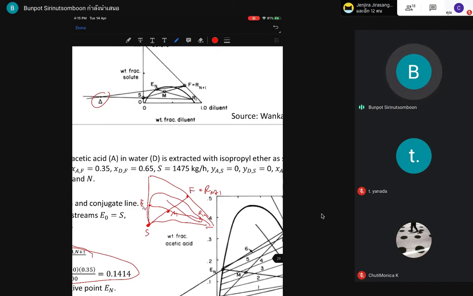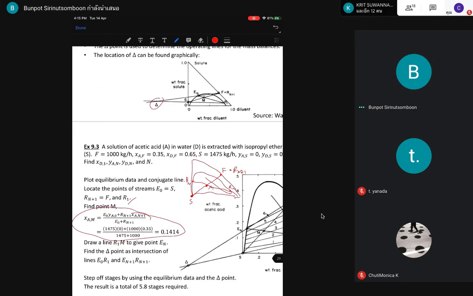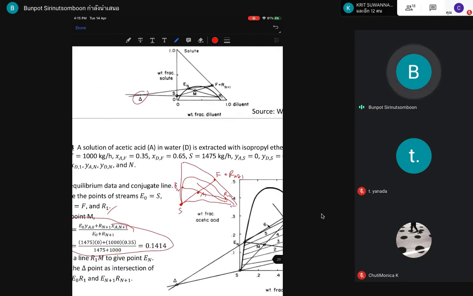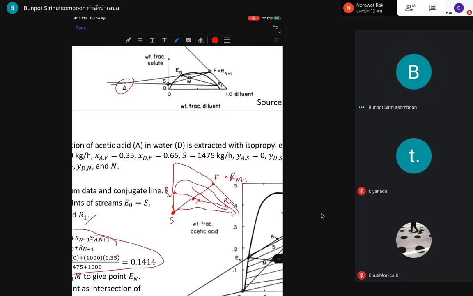From En, you can find the delta line by drawing the straight line. I'm exaggerating here. I don't know if you guys are still with me or not, but this is the delta line.